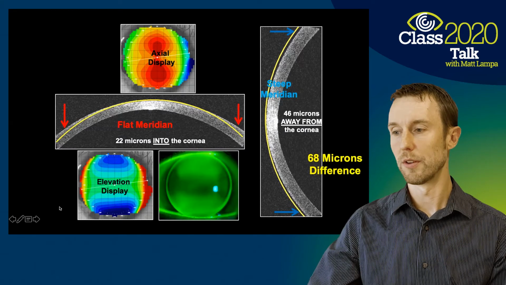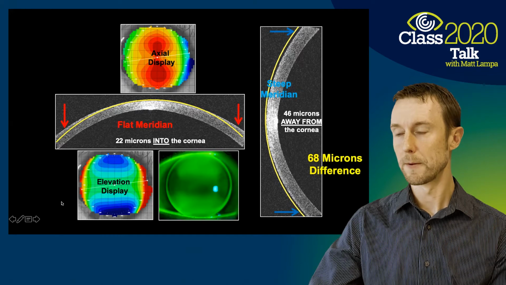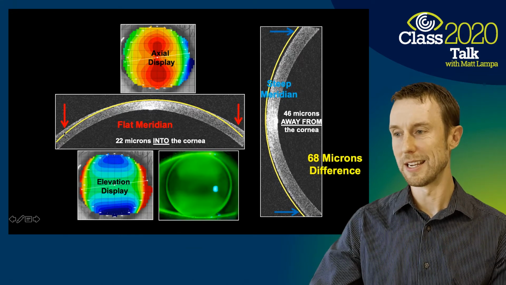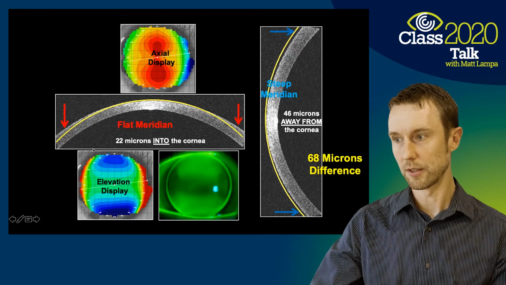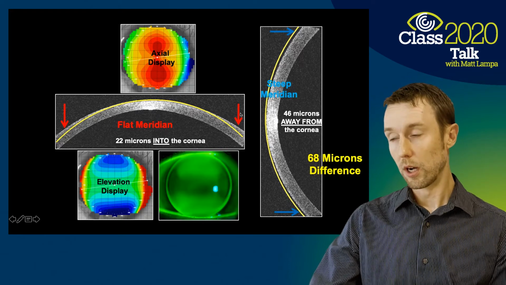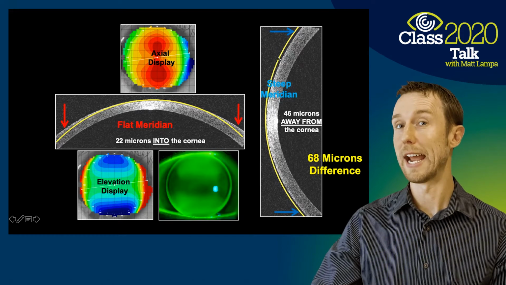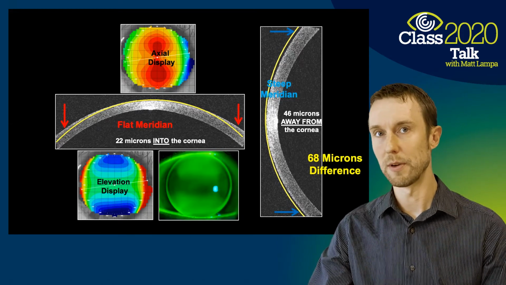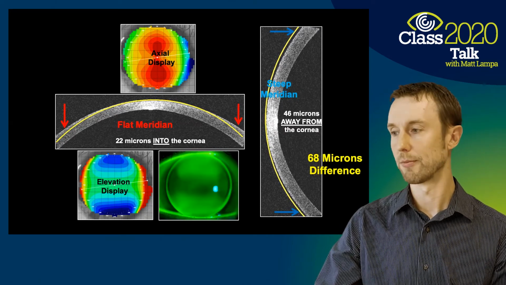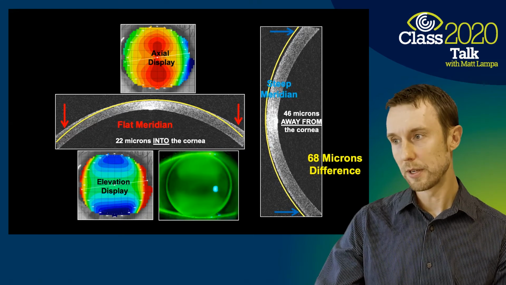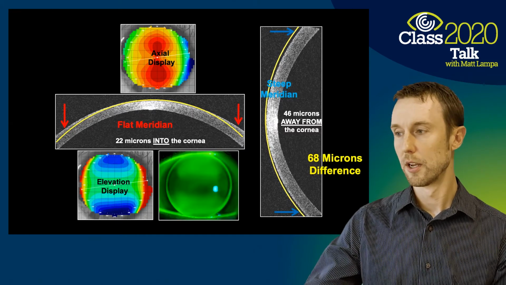Well, what about in terms of the elevation display? Well, now what it's saying when it runs that reference surface through the cornea as identified by this yellow arc, it has to measure up along the horizontal by 22 microns. Or along the vertical meridian, now what it's doing is it's taking that reference surface and it has to measure down because the cornea is falling away from us. We're going below sea level in this example. By how much? 46 microns. So the difference in this particular eye is 68 microns when we compare the horizontal meridian to the vertical meridian.